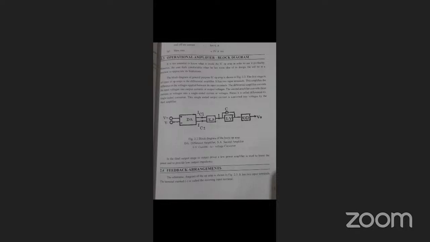In all types of op-amps, the differential amplifier has two input terminals. The differential voltage is the difference in voltage applied between the input terminals. One is V plus and one is V minus, given to the device. The differential amplifier converts the input voltage difference into an output current or voltage. The second amplifier converts the voltage into a single-ended current or voltage, hence it is called a single-ended converter. The single-ended output current is converted by the third amplifier.